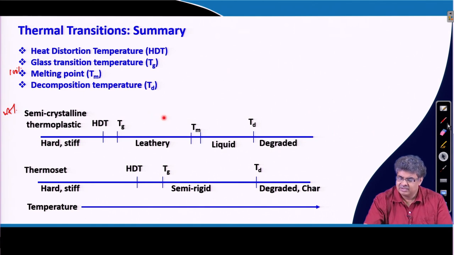So, this is a chart which basically gives the comparison of different thermal transitions like glass transition temperature, melting point, heat distortion temperature HDT and decomposition temperature. For a semi-crystalline polymer, at low temperature it is hard, glassy, stiff. First we get HDT, then we get Tg, after that we get a range of temperature which is Tm, and then we finally get the degradation temperature. For a thermoset, we get HDT and then Tg, and we do not actually get Tm for this, and then we get TD, the degradation temperature.